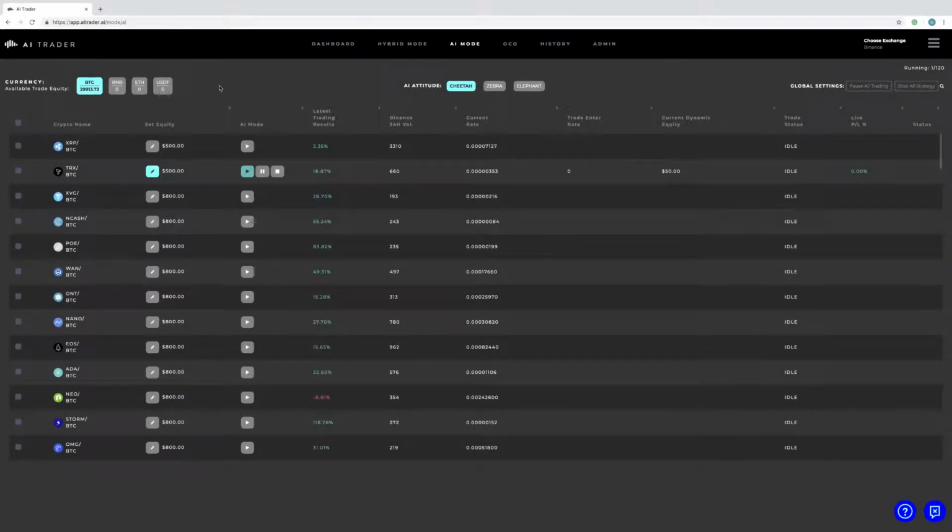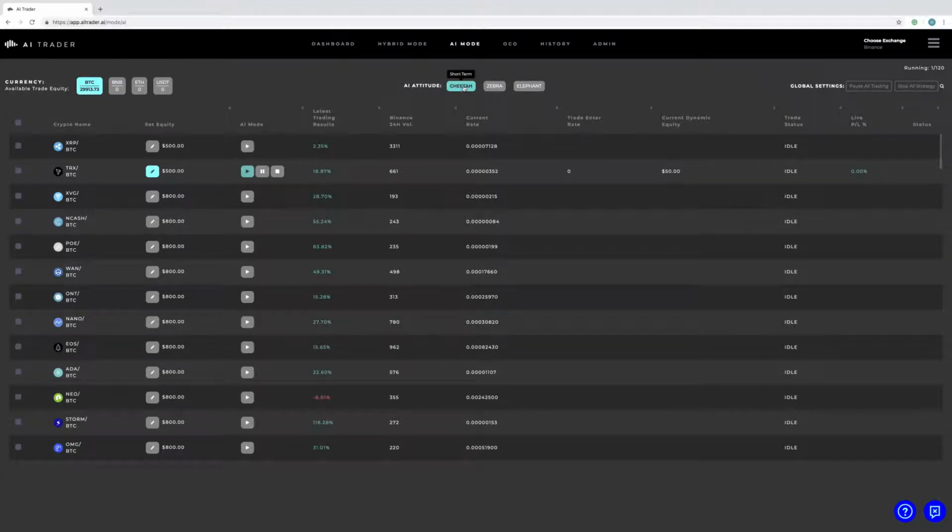So once you're over here, you're going to choose the base pair that you want to trade with, and the coins will sort automatically. So I'm going to take Bitcoin, obvious reasons why. Then you're going to choose the AI attitude. So we have three attitudes. We have cheetah, zebra, and elephant.